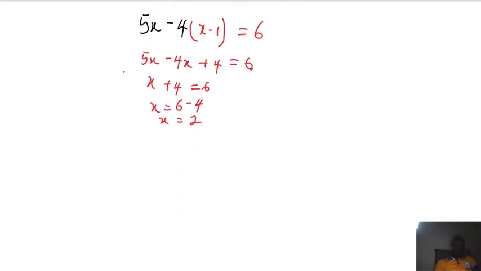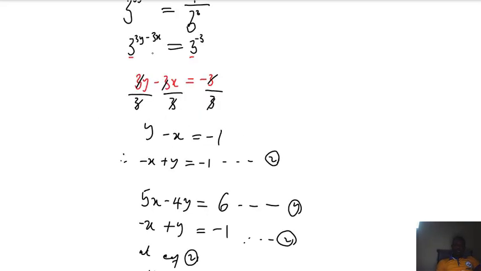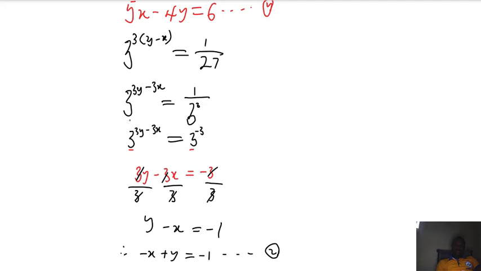Now we are going to put x, which is 2, into y equals x minus 1. So we have y equals 2 minus 1, then we get y to be 1. Therefore, x is equal to 2 and y is equal to 1. That is how we solve the simultaneous equation, by first reducing the indices form into linear format.